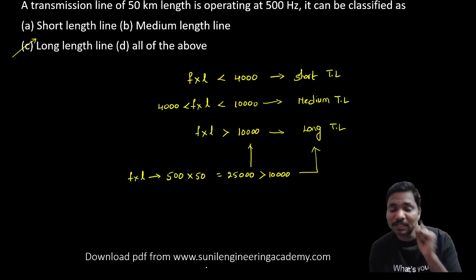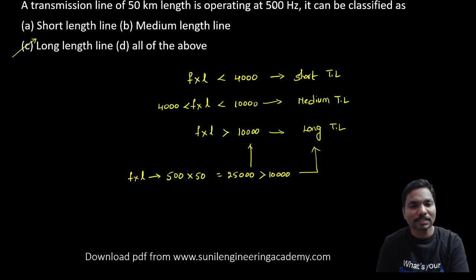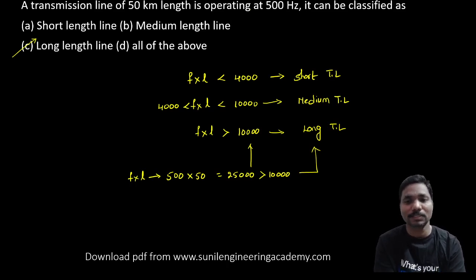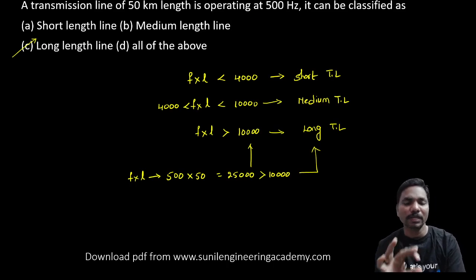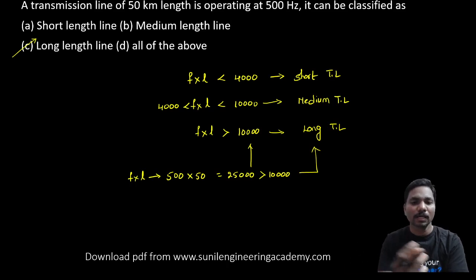Sometimes they will give this logic. If they have not mentioned frequency, then you can simply say it is the short transmission line. So don't confuse, guys. Whenever they have given frequencies other than 50, calculate f into length. I think all of you got it.